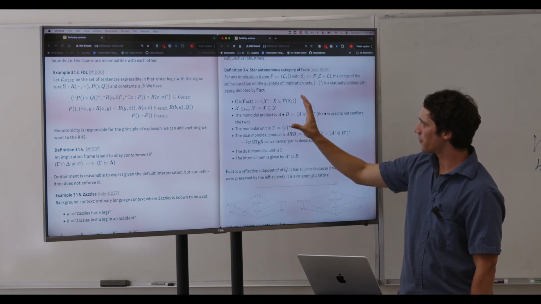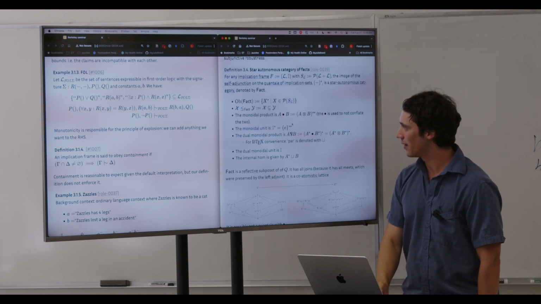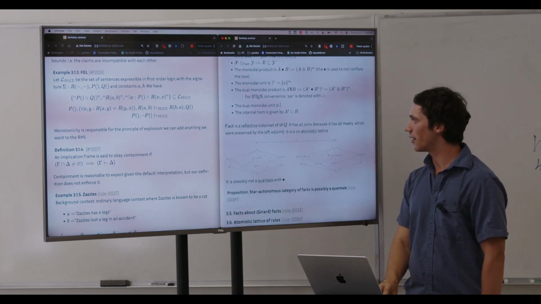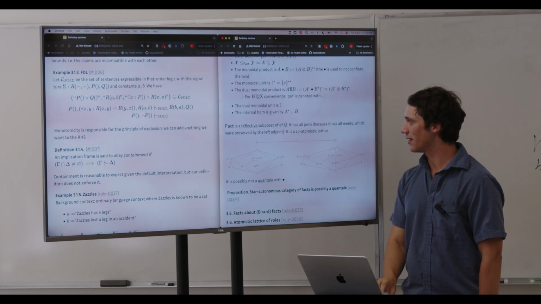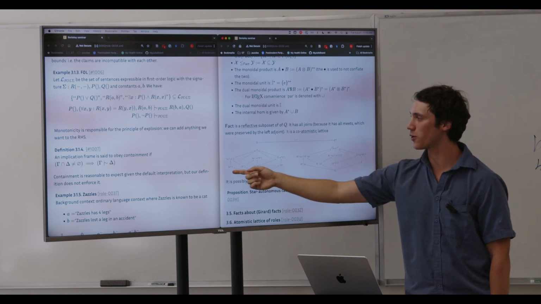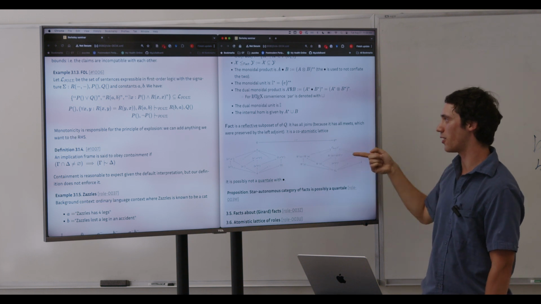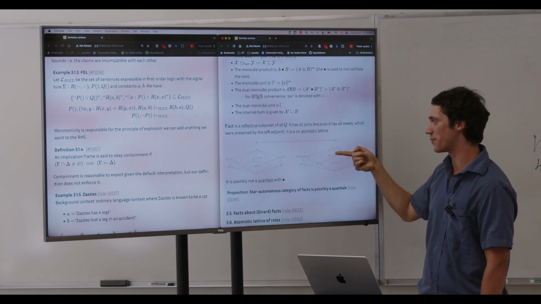But anyway, so we have this category of facts, and it's a reflective sub-poset of Q. It has all joins, all meets. It's co-atomistic because before we had something that was atomistic and we preserved all joins, which means we preserve all meets, and we have these co-atoms at the top.